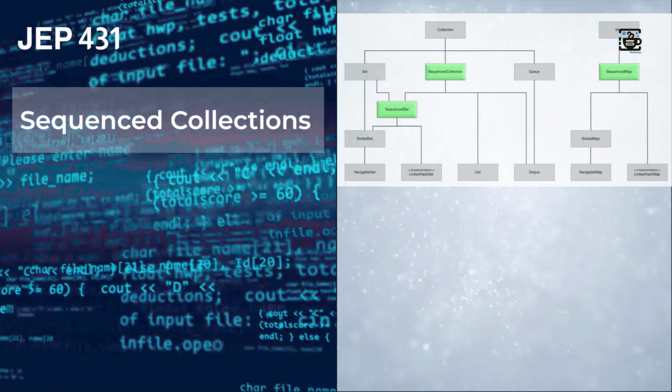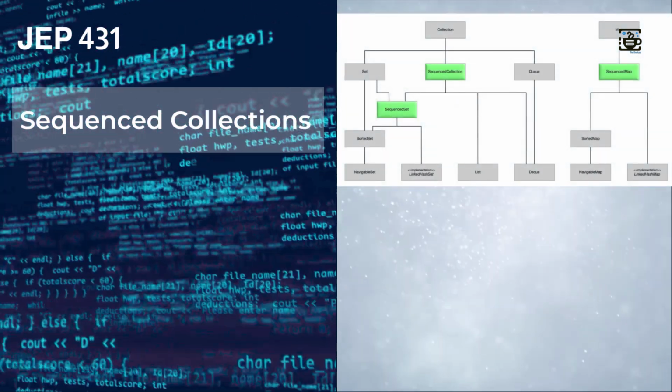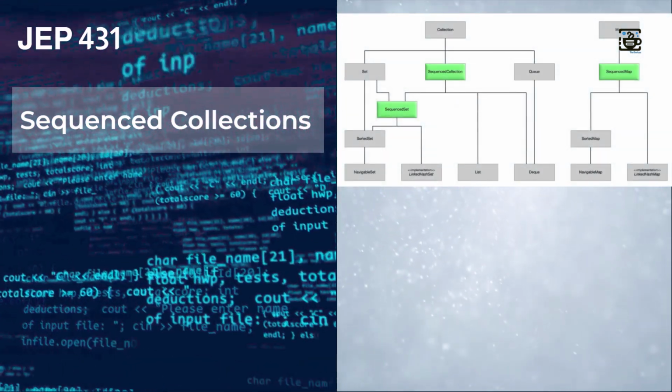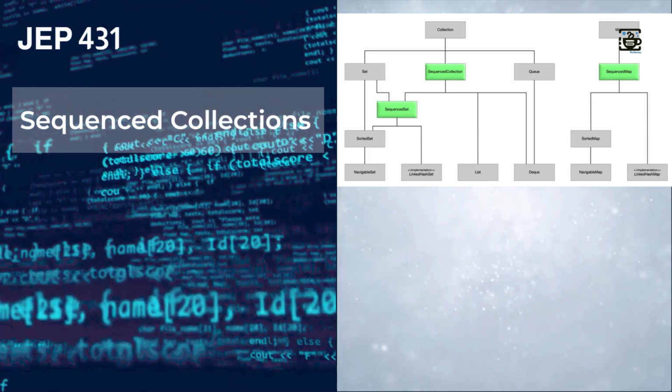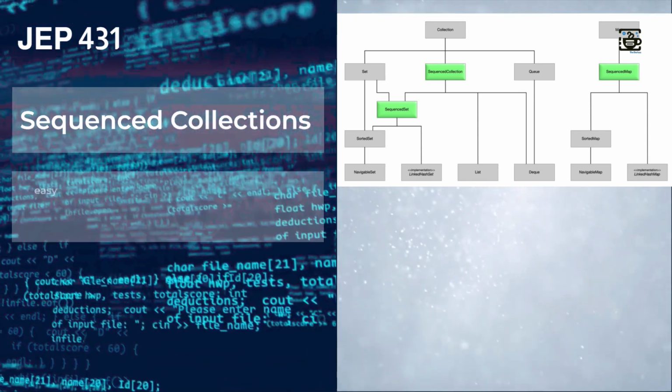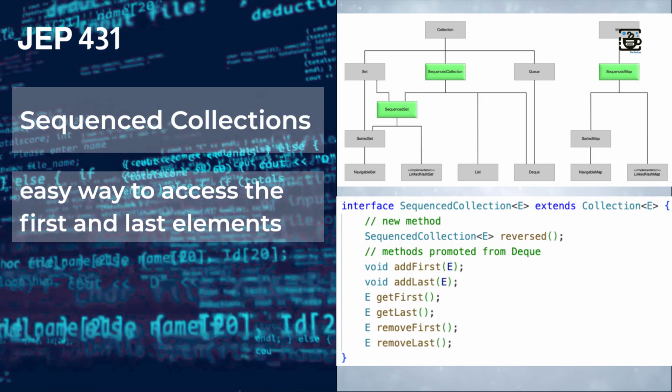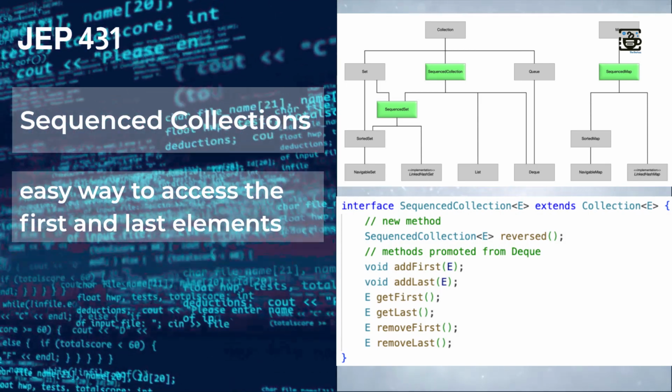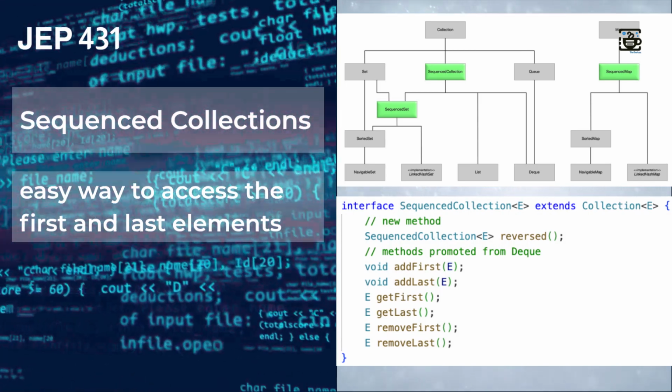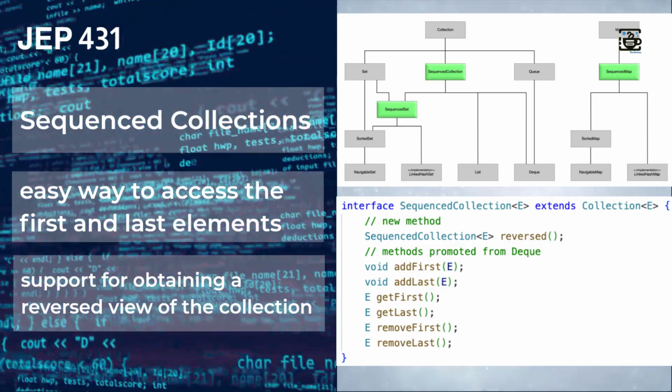Next is JEP 431, which brings us sequenced collections, where sequenced means to arrange elements in a particular order. The goal is clear: to improve how we handle ordered data structures. This feature adds new interfaces to the current hierarchy, providing an easy way to access the first and last elements of a collection using built-in default methods. Moreover, it provides support for obtaining a reversed view of the collection.